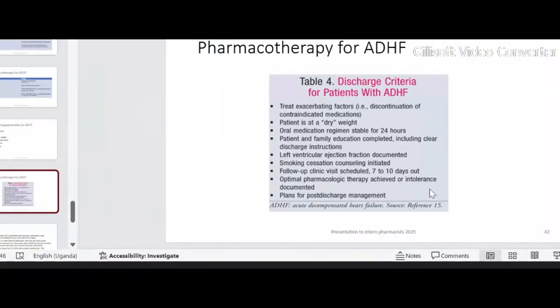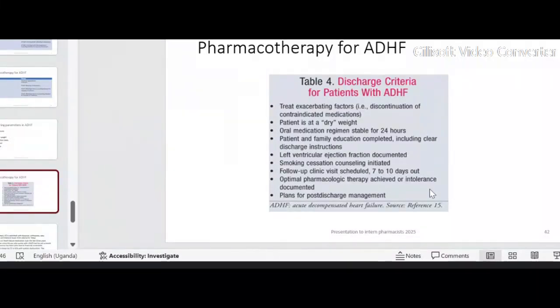Okay, so when you're discharging a patient with ADHF, treat the cause. If it is infection causing decompensation, treat the infection. Pneumonia is a cause. Patients should be warm and dry when you're sending them home. When they're warm and dry, you see them walking around.